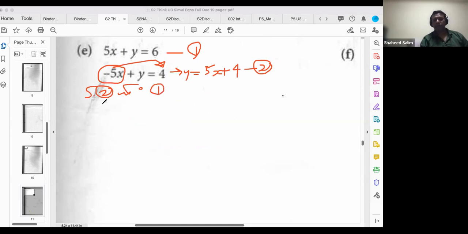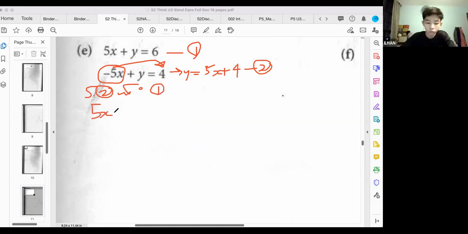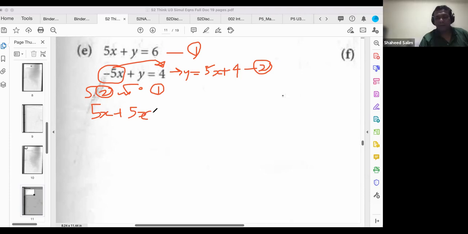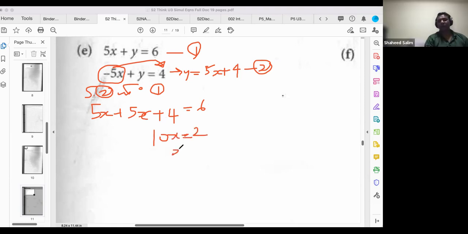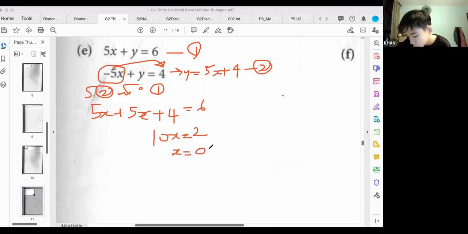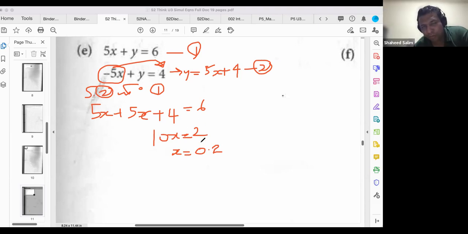So now 5X plus 4 equals 6. X equals 6 minus 4, so this one gets a fraction or decimal. X equals 2 divided by 10, not 10 divided by 2.